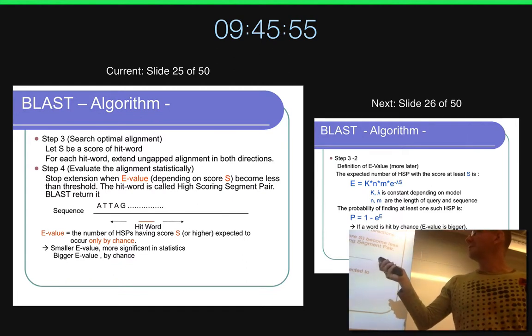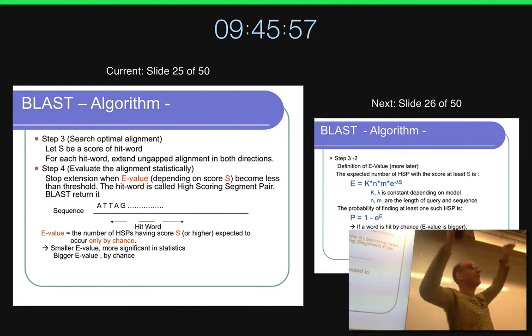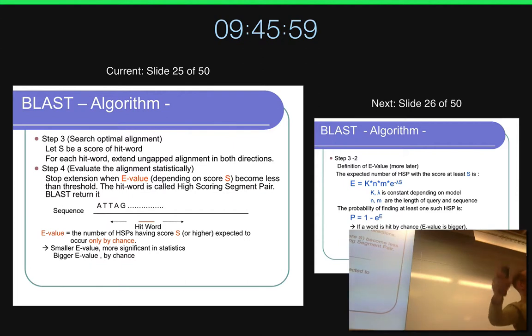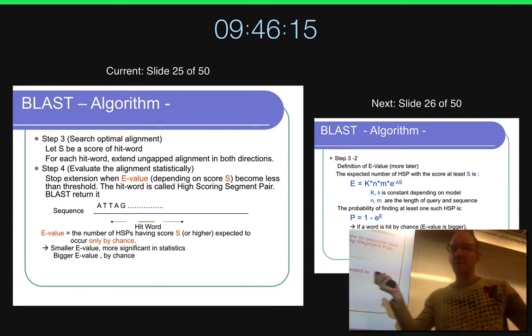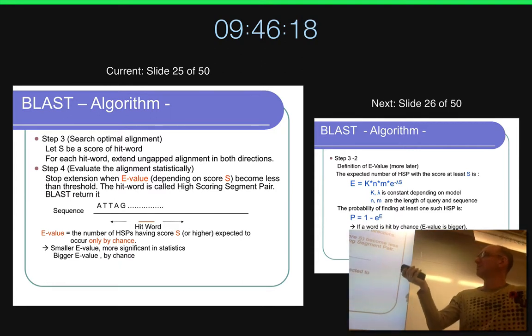And then you try to extend this, basically just adding positions at the ends. So you have a list of these words, you go through them all, and you keep on adding until you can make it as long as possible before the score drops too low. So that is quite fast also. And you have statistics, I will talk more about that after the break, to see how significant it is.